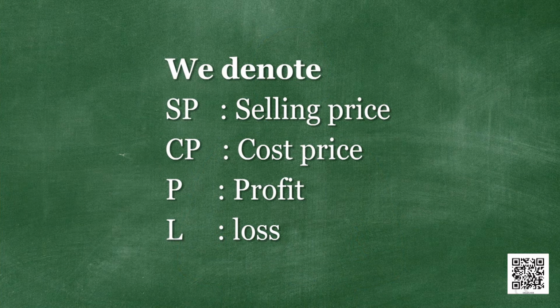Students, in order to measure the extent of loss or gain, we do it in terms of percentage. So, let's find how to determine it. From now onwards, we denote SP for selling price, CP for cost price, P for profit and L for loss.